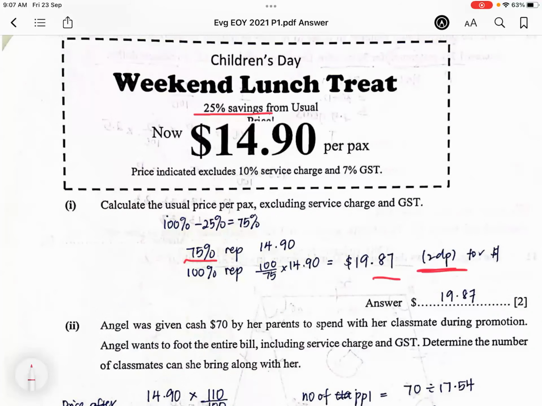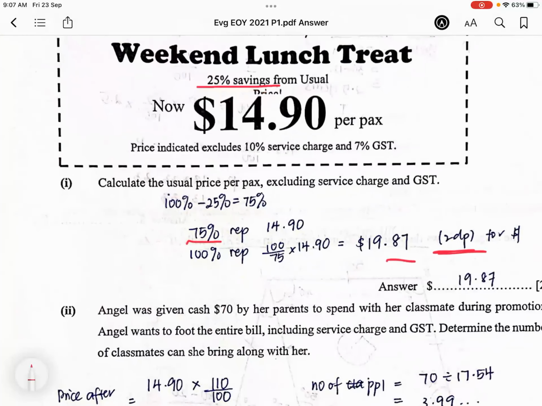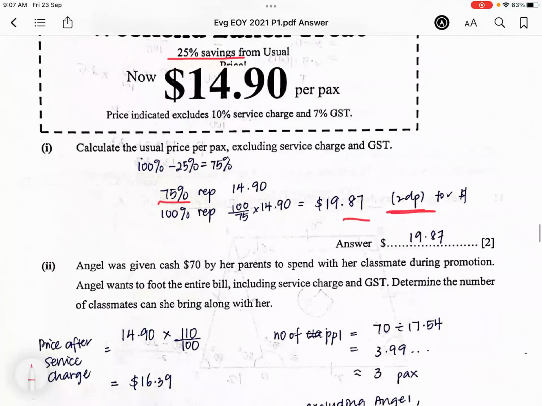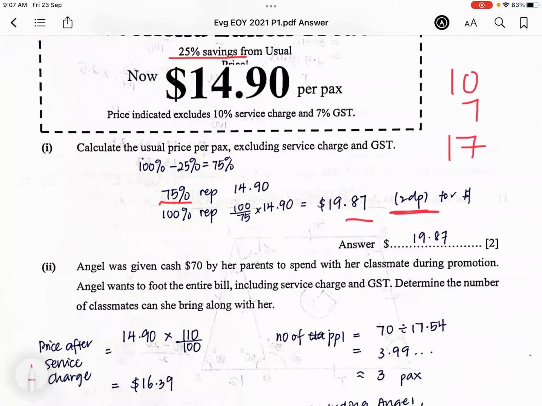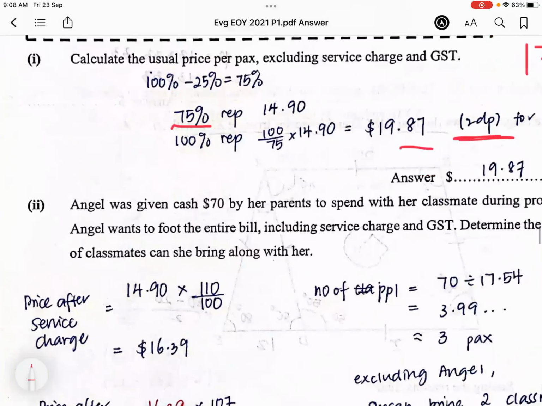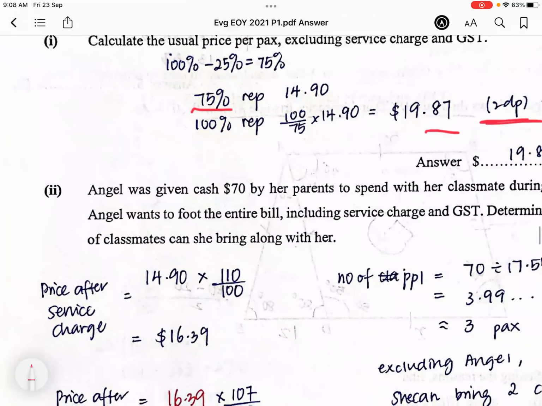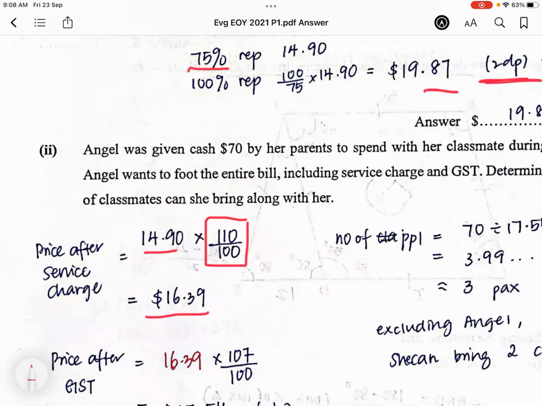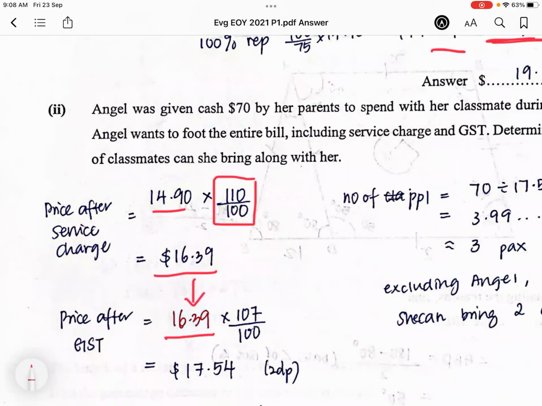Okay, then after that, how do you calculate service charge and GST? Some students say, oh, 10% plus another 7%, 17% straight away. Wrong. What you need to do to calculate service charge, first calculate the 10%. Additional 10%, 100 plus another 10%, 110%. So divide by 100 times the price. You find the price after your service charge first. Then you use this number later to calculate the GST.